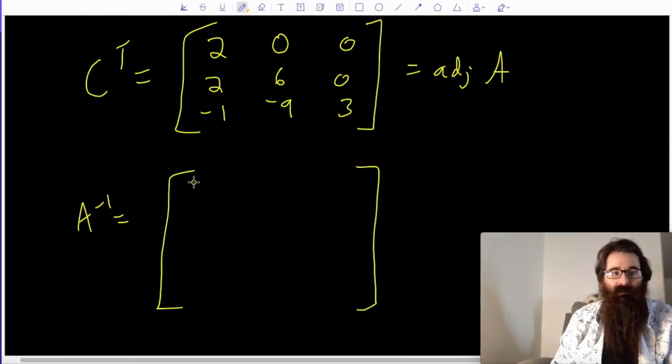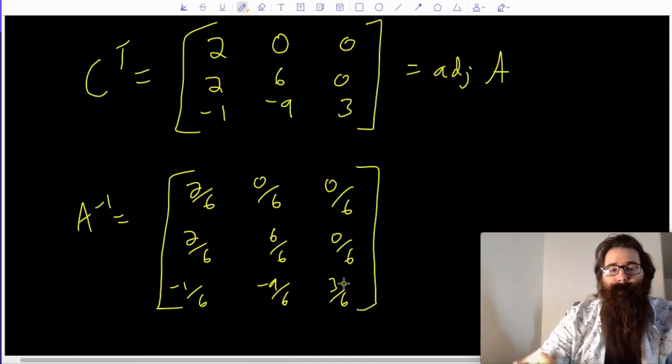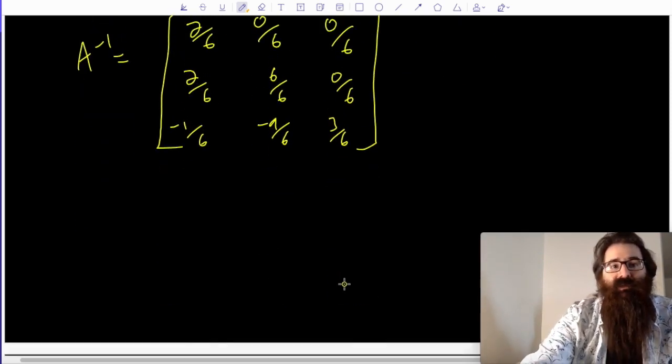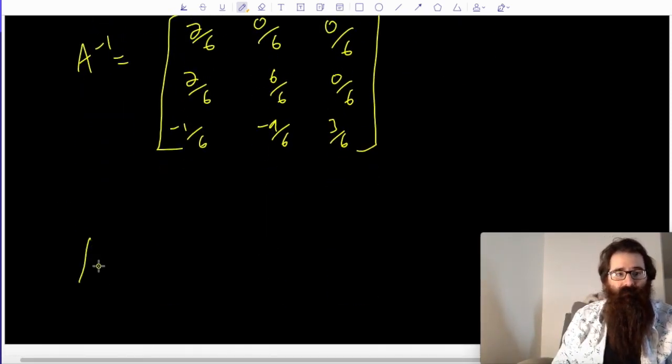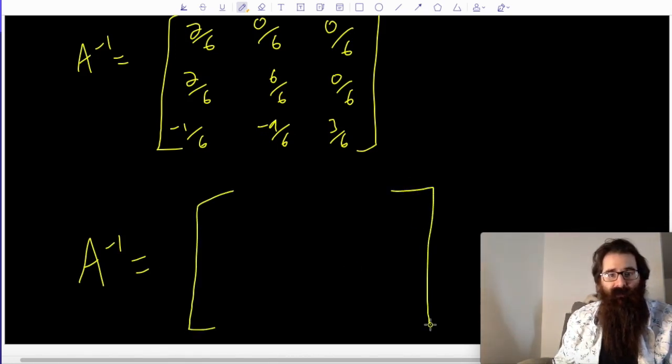I'll do it first literally, so 2 over 6, 0 over 6, 0 over 6, 2 over 6, 6 over 6, 0 over 6, negative 1 over 6, negative 9 over 6, 3 over 6. But if we can, we should reduce, and we will. So A inverse, let me know if this is what you got in the comment section below.